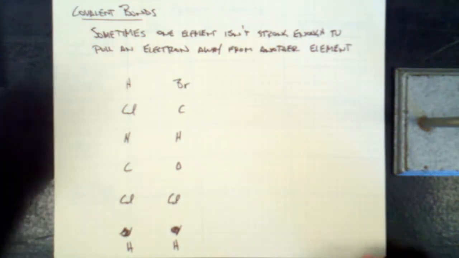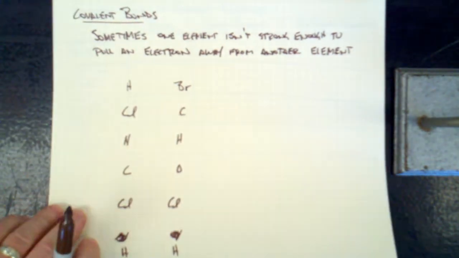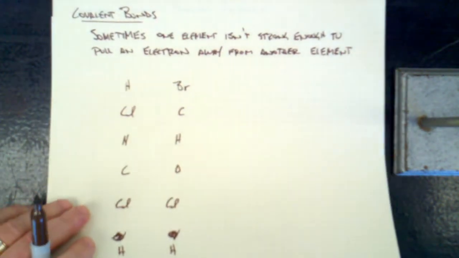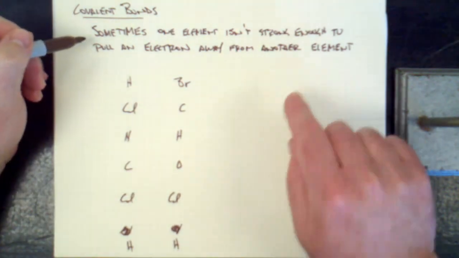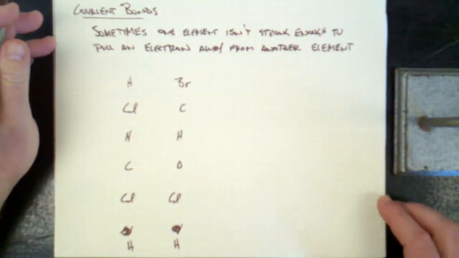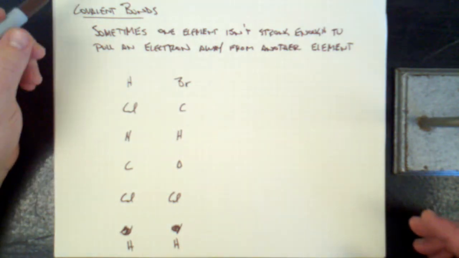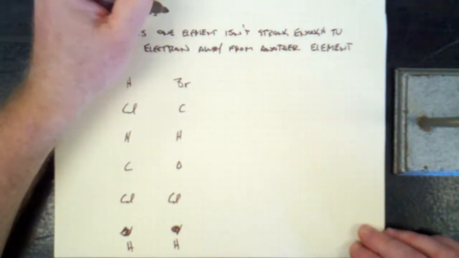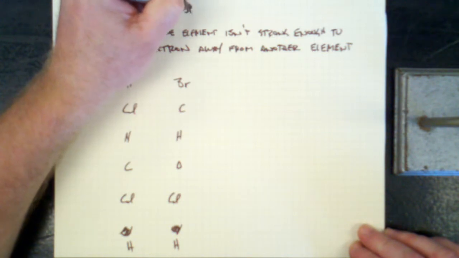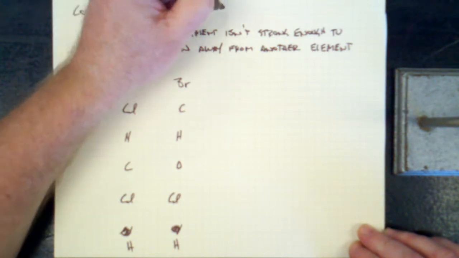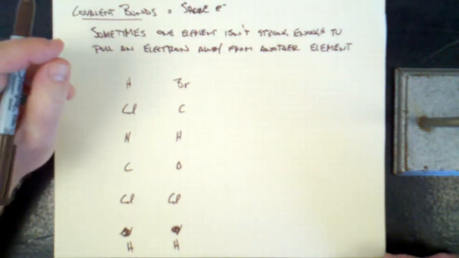Let's look at covalent bonds. Covalent bonds occur when one element isn't strong enough to pull an electron away from another element. So what they do is they sort of accomplish this by sharing. So covalent bonds share electrons. There's no taking.